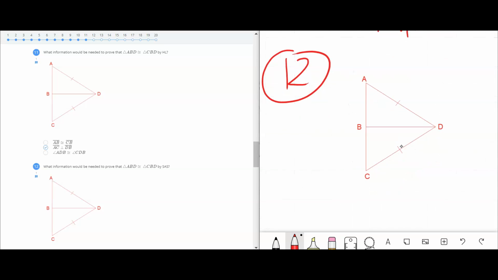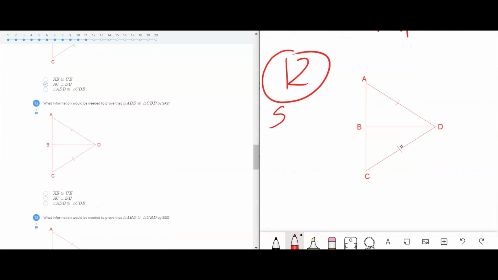Number 12, what we're trying to get is SAS. All right, so what would we need to get SAS? Let's see here. Now, we have sides, so we either need another angle or another side. So let's see here. It says AD. Okay, and by the way, y'all know they're touching, right? So if they're touching, I can put arcs there.